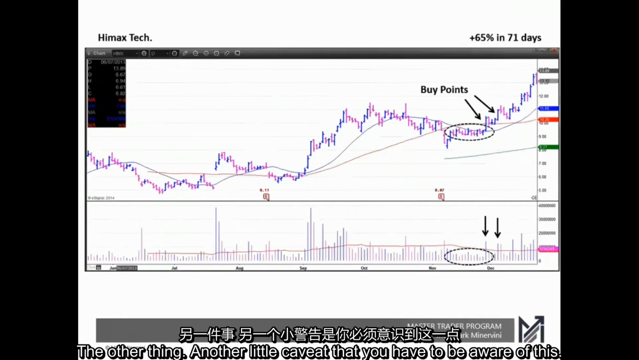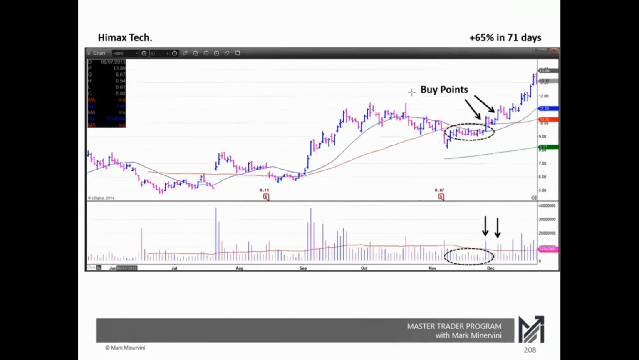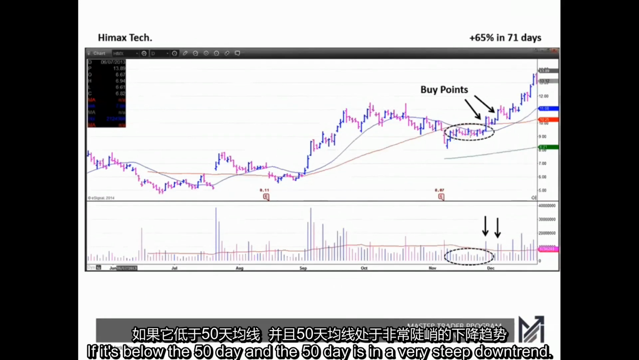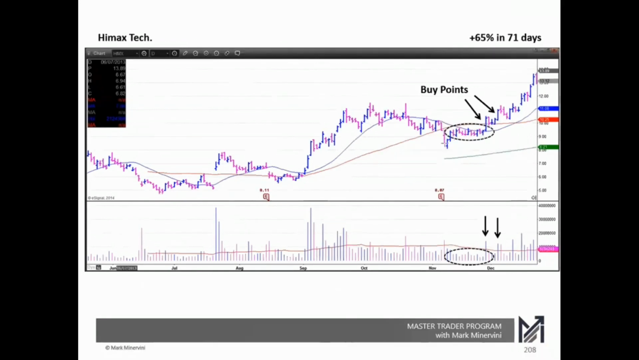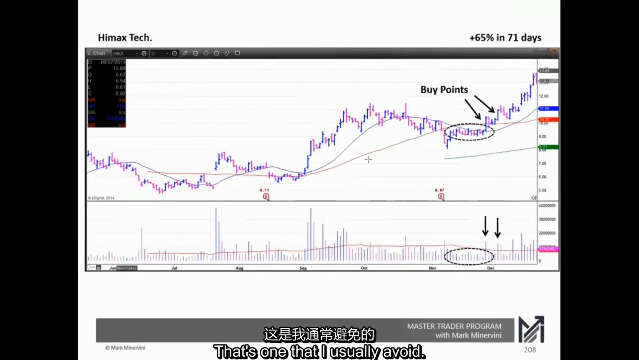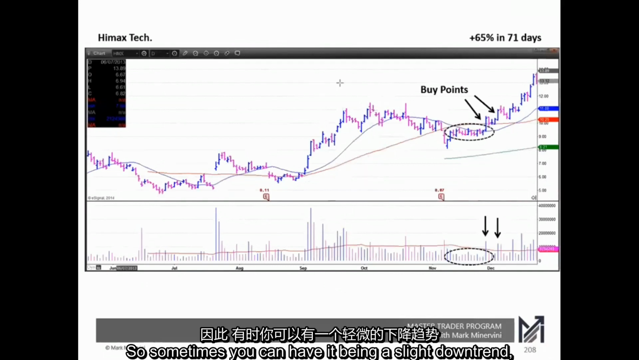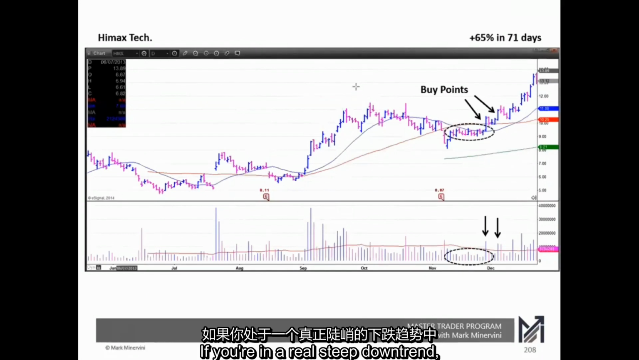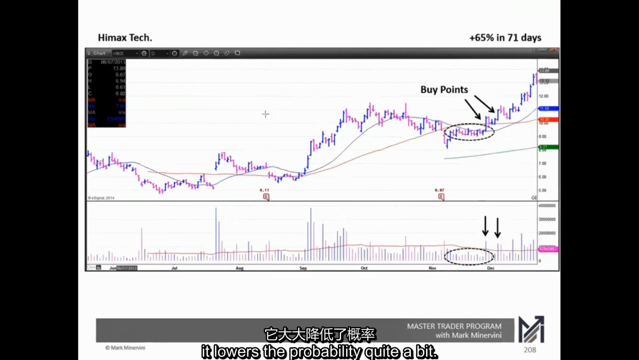The other thing, another little caveat you have to be aware of: even if it's below the 50-day, what I'm looking at is the angle of the 50-day. If it's below the 50-day and the 50-day is in a very steep downtrend, and breaking out of the low cheat brings it right into that downtrending 50-day, that's one that I usually avoid. Sometimes you can have it be in a slight downtrend, but it should be close to being ready to flatten out or turning up. If you're in a real steep downtrend, it lowers the probability quite a bit.